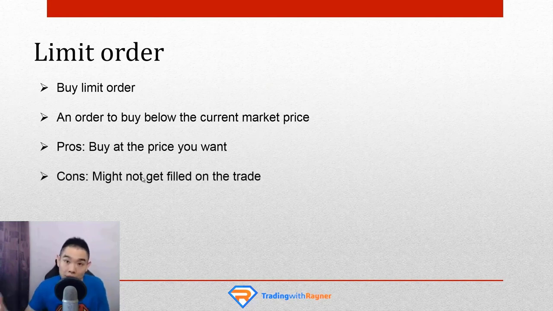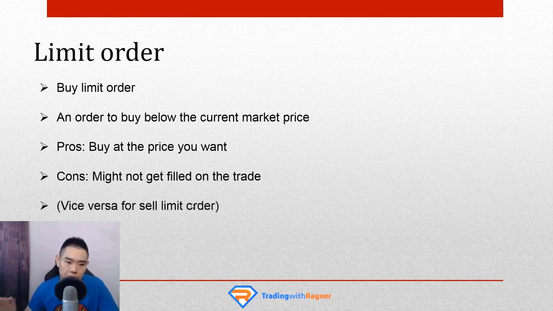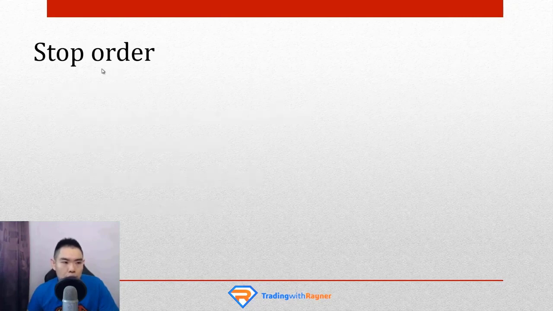So maybe you're waiting for the level, but the market doesn't come to the level, and instead it continues going up higher. Then clearly, you wouldn't be in the trade. So vice versa, for a sell limit order, the concept is just the opposite. So moving on, the third type of order is a stop order. So again, let's talk about buy stop order.